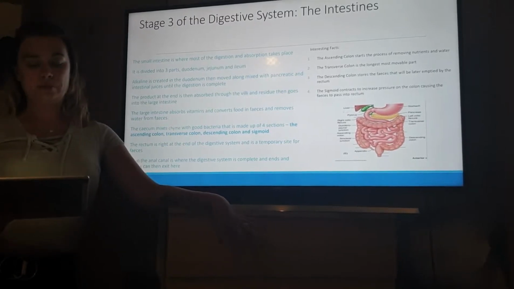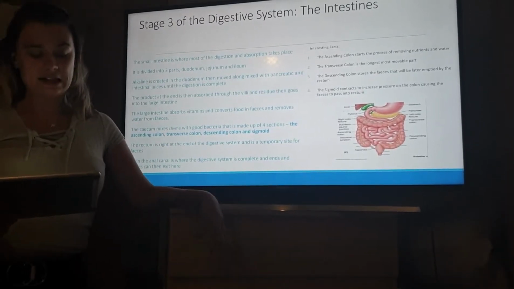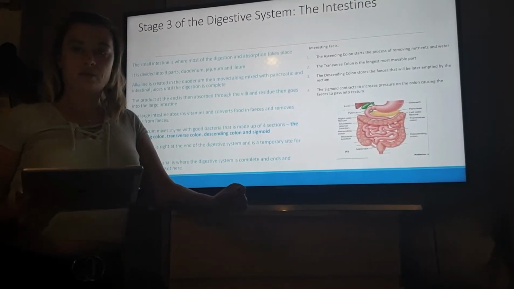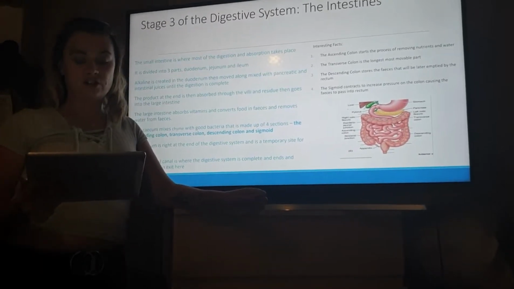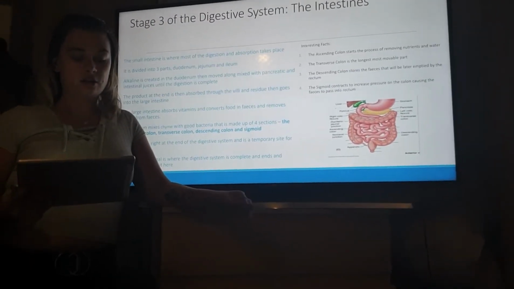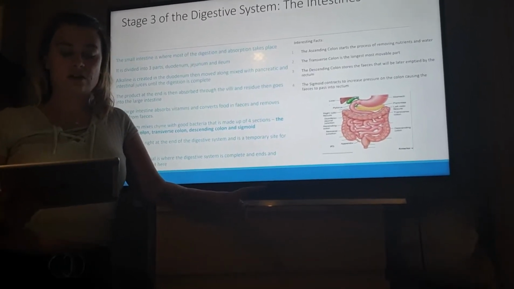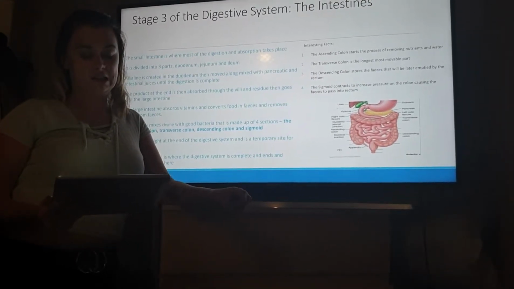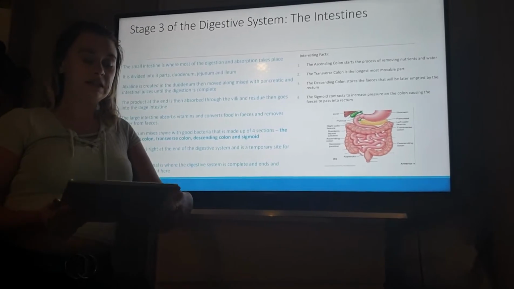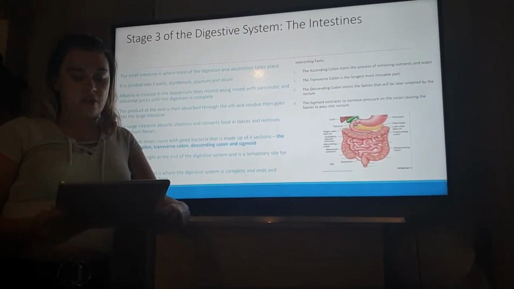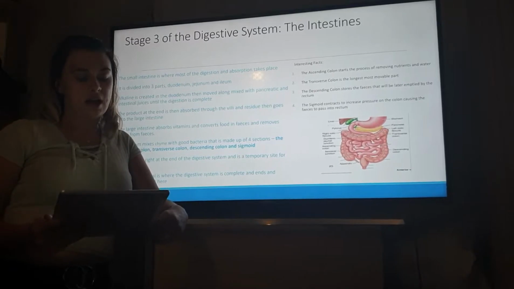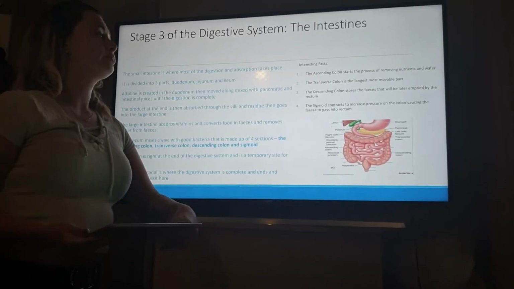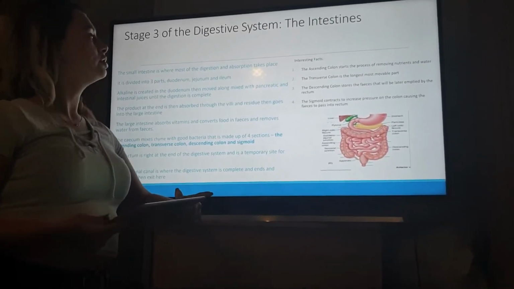The large intestine absorbs vitamins and converts the food into feces and removes the water from the feces. The caecum mixes chyme with good bacteria, and the colon is made up of 4 sections: the ascending colon, transverse colon, descending colon and the sigmoid. The rectum is right at the end of the digestive system and is a temporary site for the feces, which then go through to the anal canal, which is where the digestive system ends and the feces exit. The 4 sections that I mentioned are here.